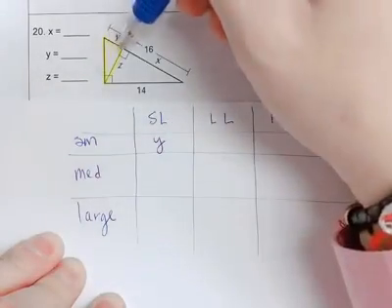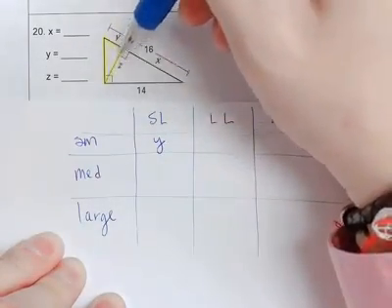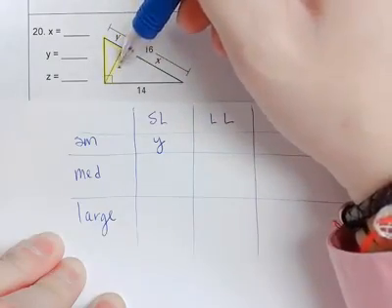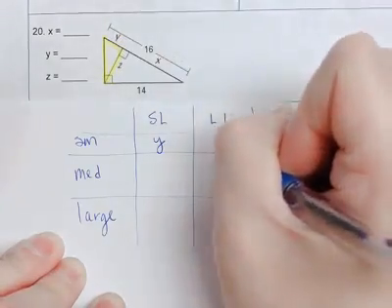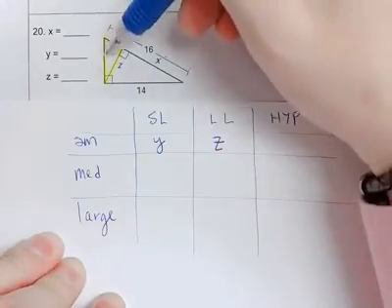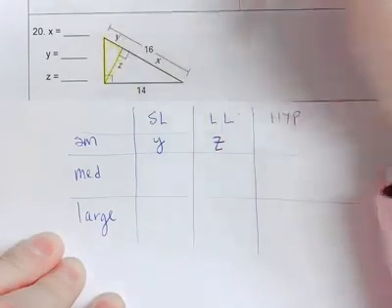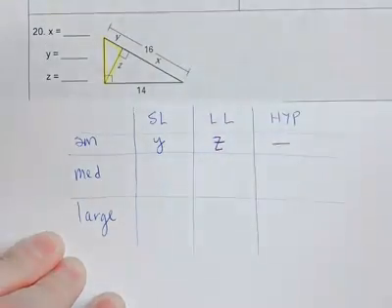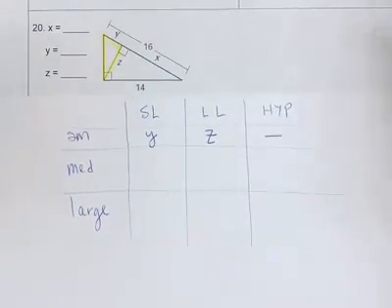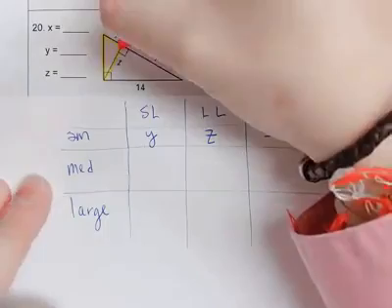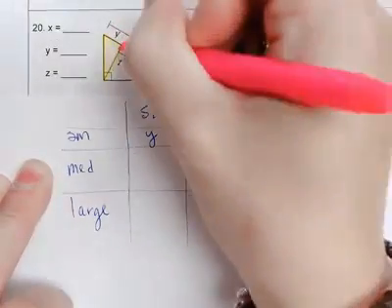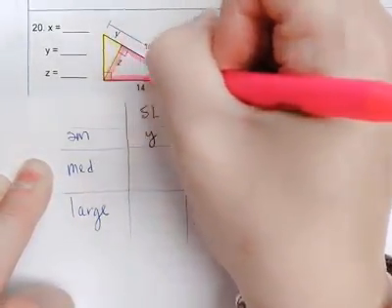And then I move on to the long leg. The long leg is this segment and is Z, so I put Z underneath long leg. And then the hypotenuse of this small right triangle is blank because I don't know what it is. Then I move on to highlight my medium right triangle, which happened to be the one on the other side, this one right here.